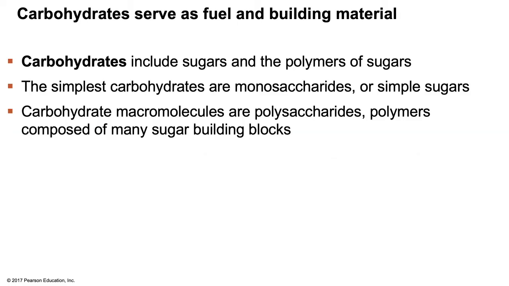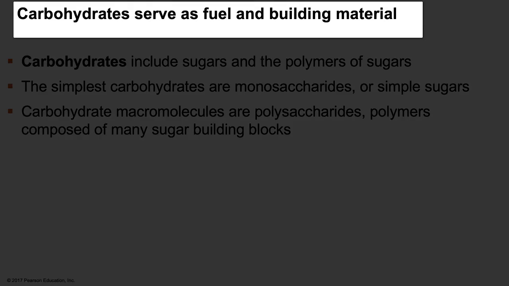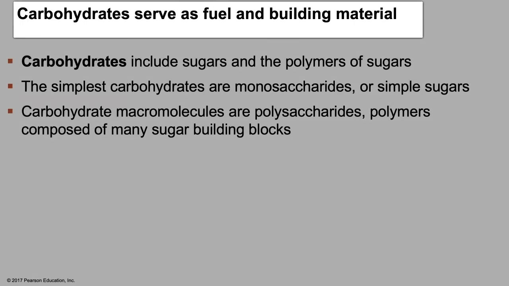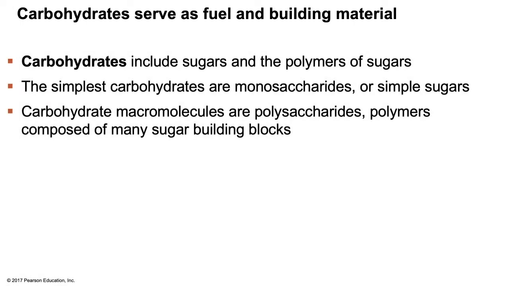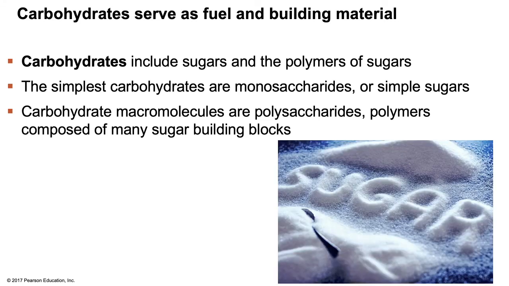Macromolecule number 1 is the carbohydrates. In the body, carbohydrates serve as the fuel and building material of our cells. Carbohydrates are the sugars and polymers of sugars. I know when you hear the word sugar, you probably think of table sugar or a number of different artificial sweeteners that you can use. But from now on, I want you to redefine what a sugar is.